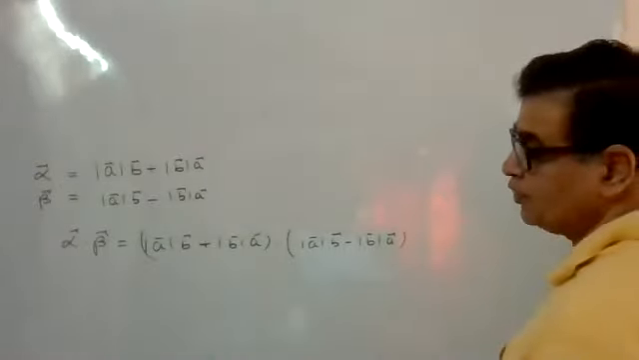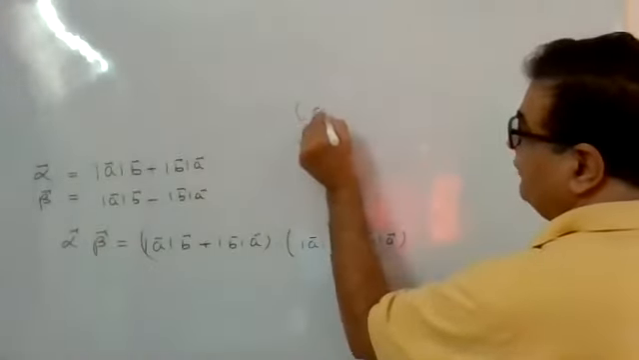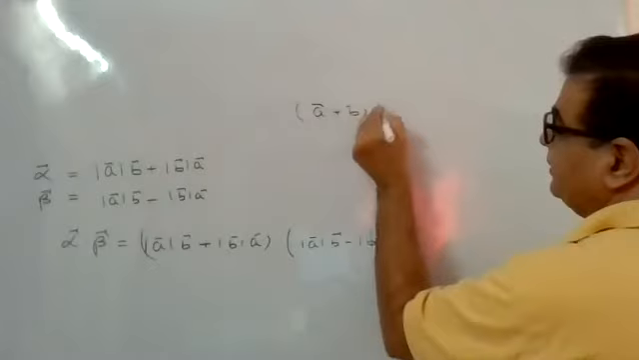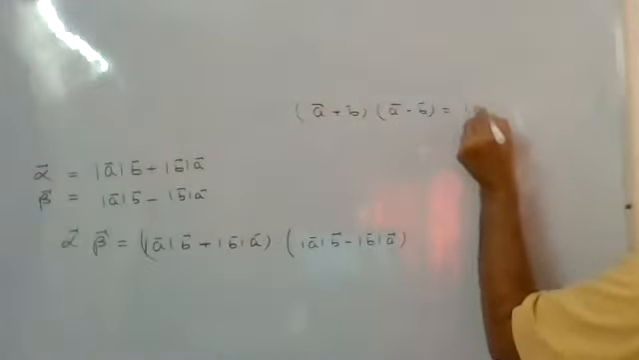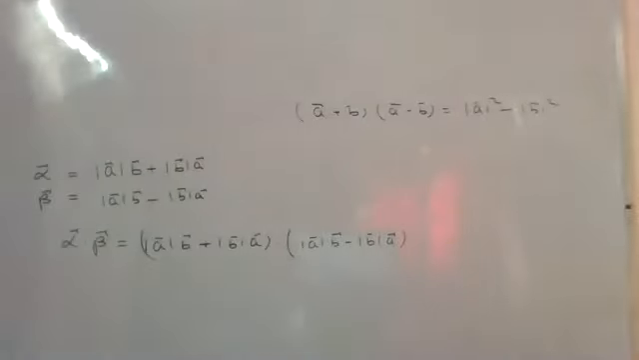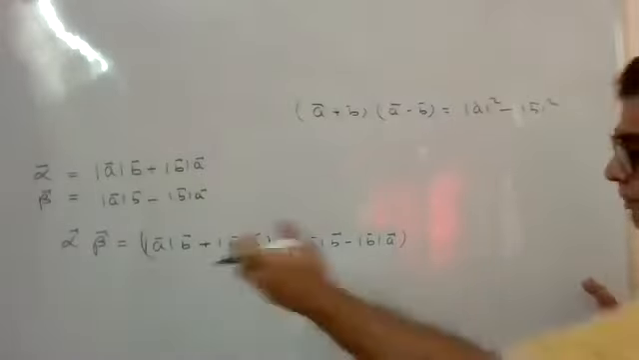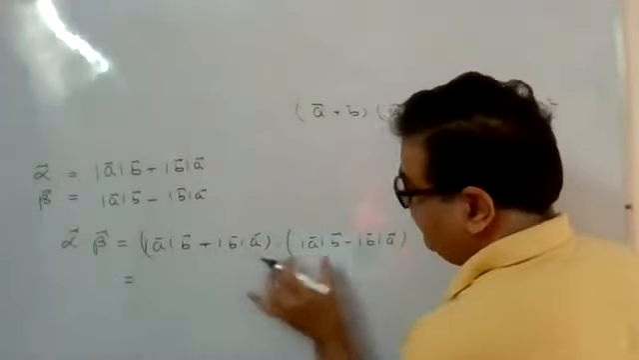Now you know how to solve it. Remember, if you have A vector plus B vector dot A vector minus B vector, the formula was magnitude A square minus magnitude B square. If you remember, this result came; we have proved it. And if you don't remember, do it directly; I'll tell you directly. This will multiply with this.